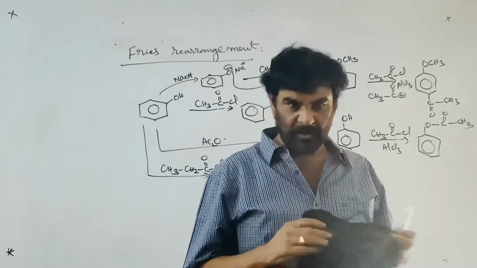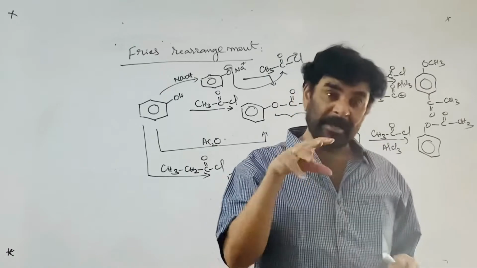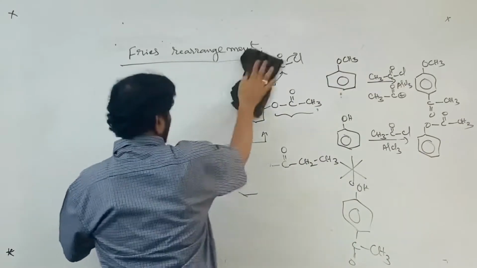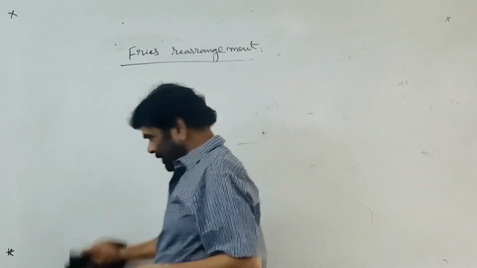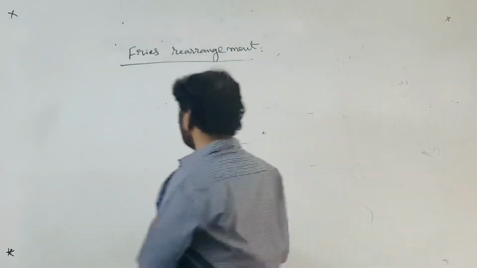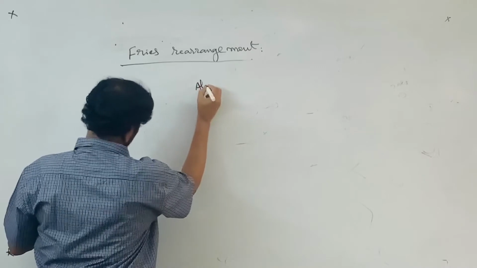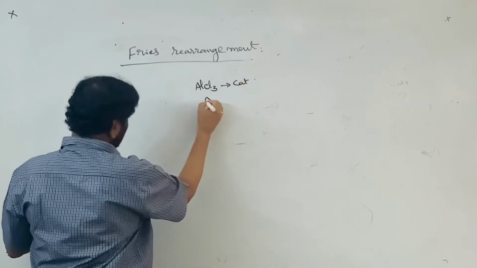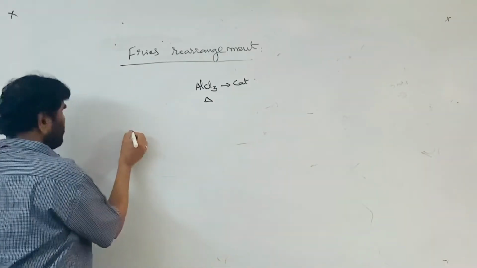Therefore, this reaction, the Fries rearrangement, is proposed to introduce the acetyl group or acyl group into the aromatic ring of the phenolic system. So what is the reaction? The phenyl esters are the reactants participating. What happens? Just heating, nothing else is required. AlCl3 is used as the catalyst, and heating is carried out. Rearrangement takes place.